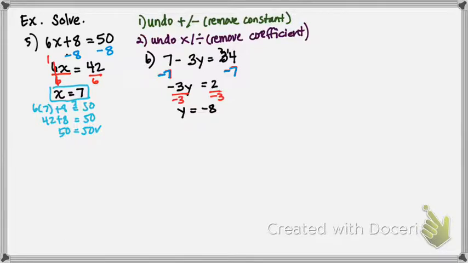34 take away 7 is 27, and 27 divided by 3 is 9. That makes more sense. So negative 3 times negative 9 is positive 27. 27 plus 7 is 34. That matches. See, I started doing the math going, wait a second, that doesn't make sense. There's a lot to keep track of in my brain. Okay.